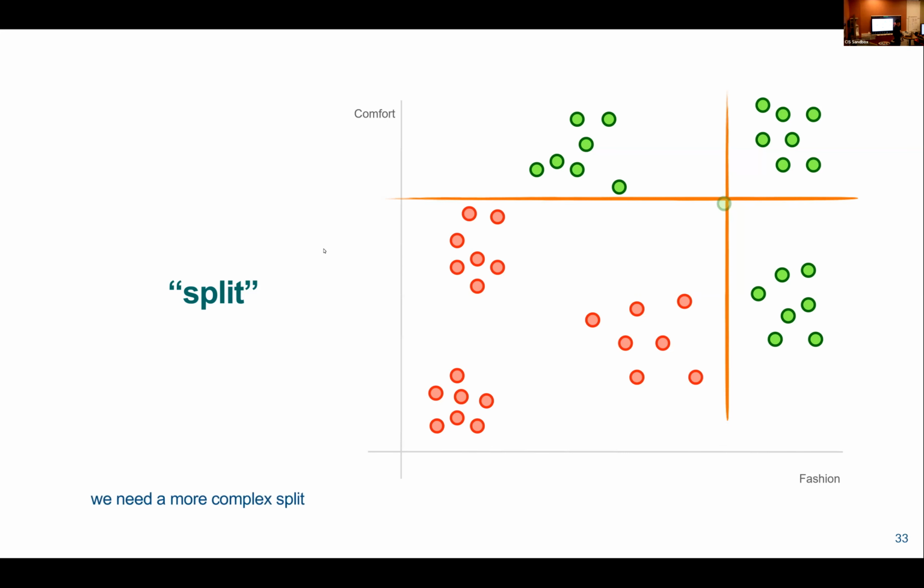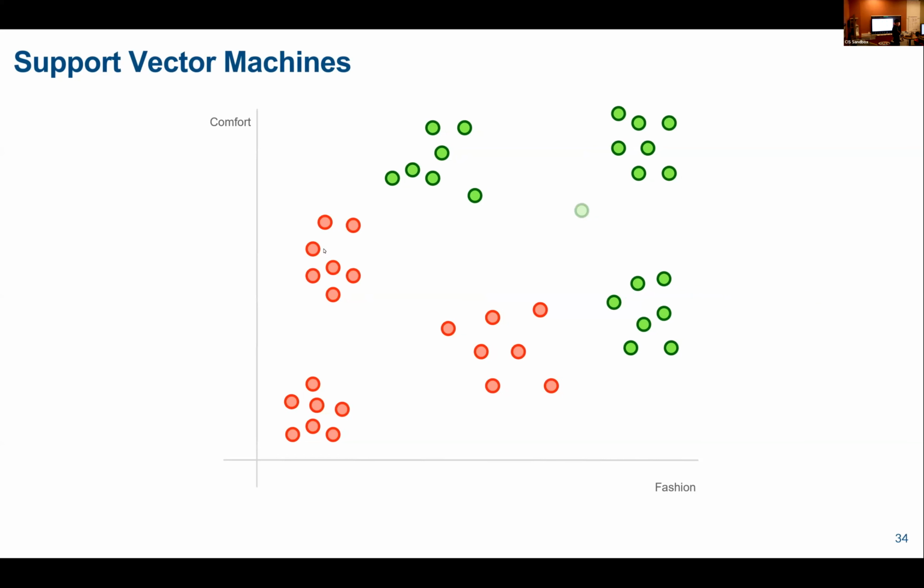Well, we need to use a more complex split, like a slanted line or a curved line. And we're going to do this with our next classification model, which is called a support vector machine, or an SVM. So, support vector machines. The way they work is that their goal is to create some sort of line or curve that is the most splitting, if that makes sense. It's as far as possible from every single point, maximizing that minimum distance between the line and the points. So it'll end up somewhere around there, more or less.